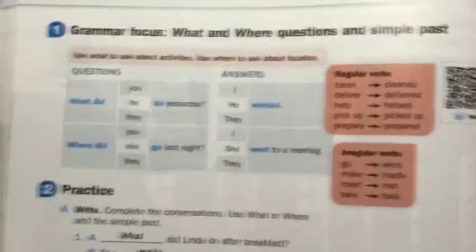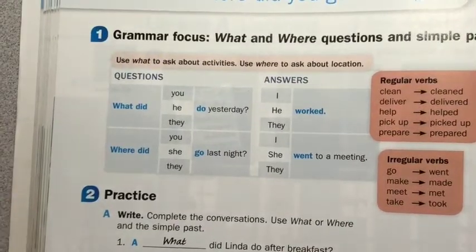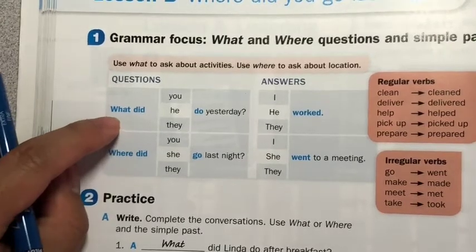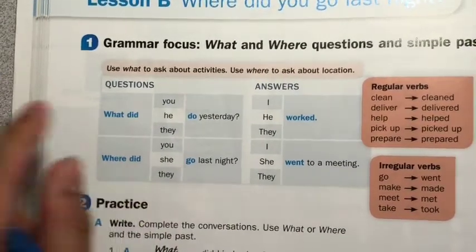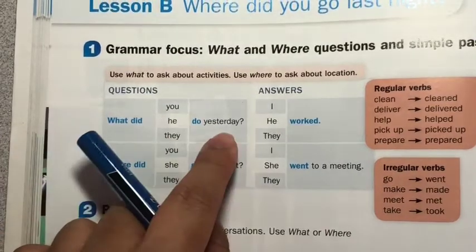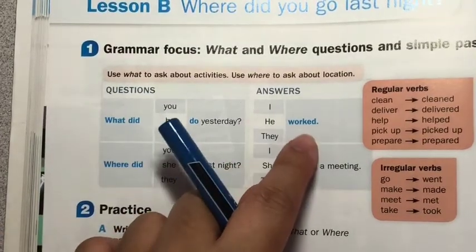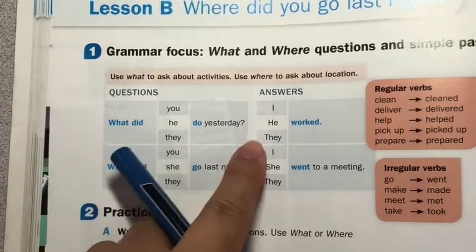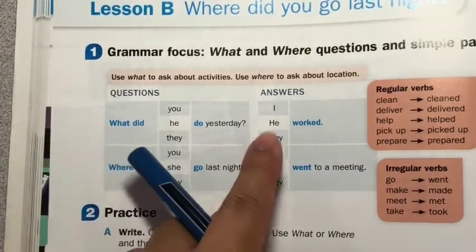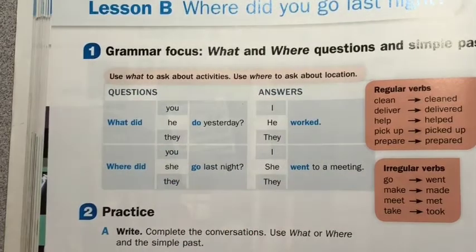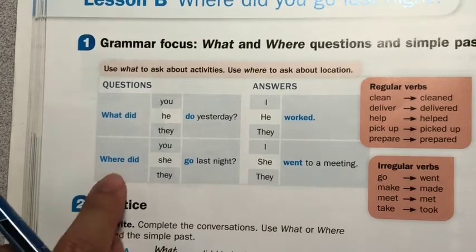All right, so let's practice asking questions. Let's start with what. What did you do yesterday? I worked. What did he do yesterday? He worked. What did they do yesterday? They worked. And then we have where questions.